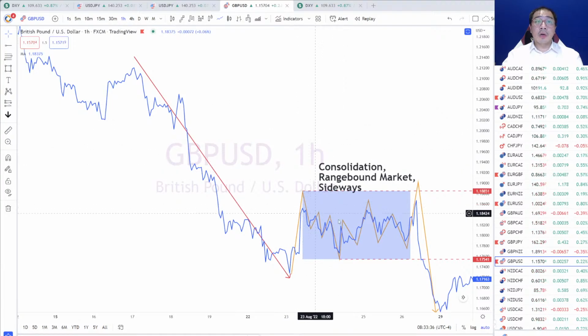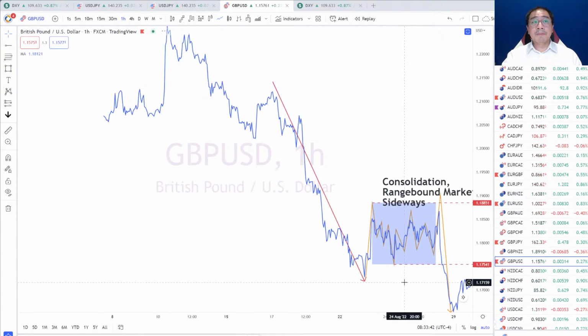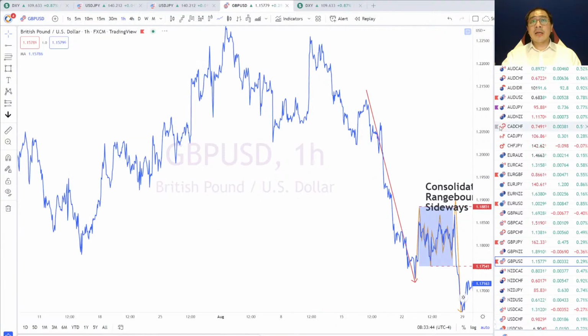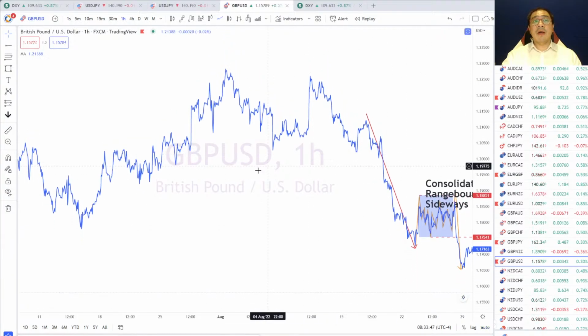If you see how choppy it is, where we have that consolidation period, you know that's not a downtrend because the market is really choppy. So it actually helps if you simplify things.